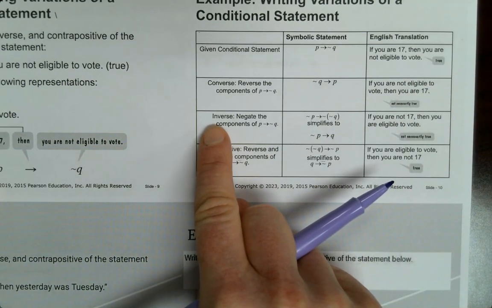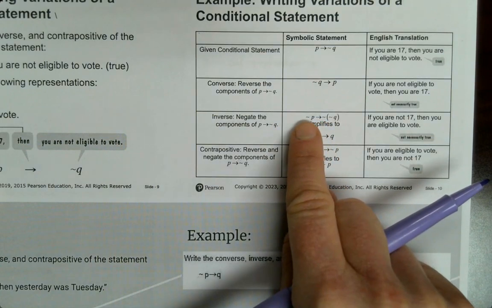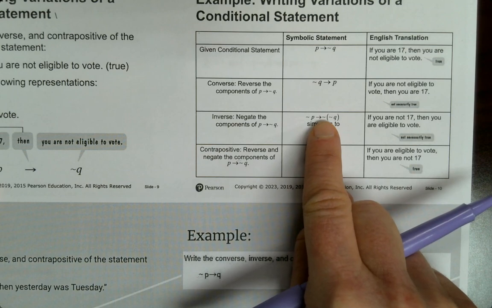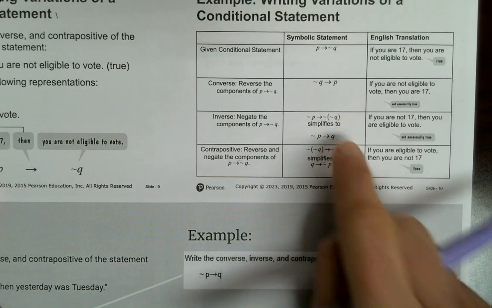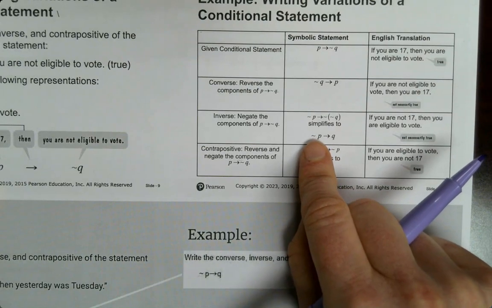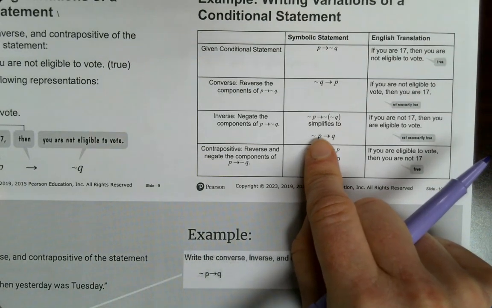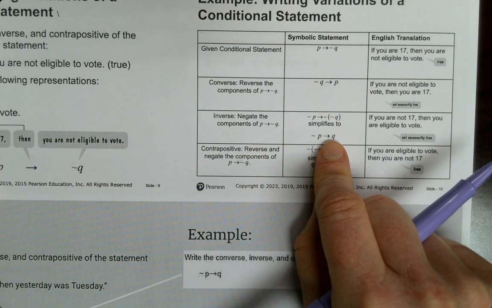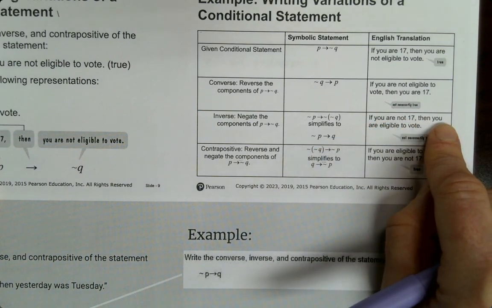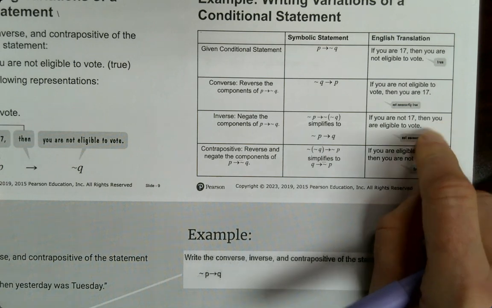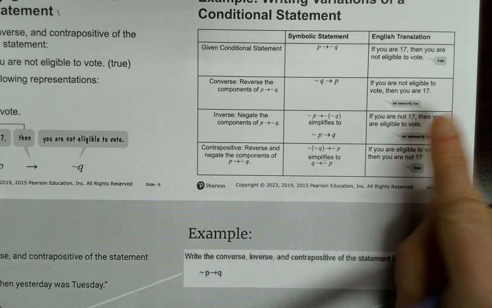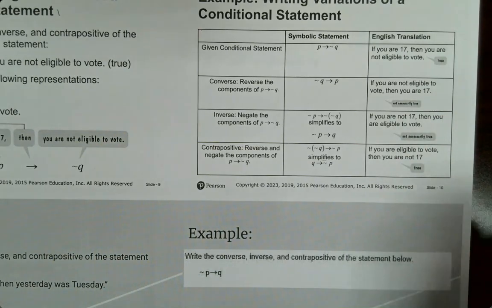All right, inverse. You've got to negate them. So I'm going to negate P and then negate a negated Q. Those will cancel, just like a minus and a negative. So this is, if you are not 17, then you are eligible to vote. That is not true. You could be 16 and still not eligible to vote. But you could be 21, you could be 30, you could be 50.